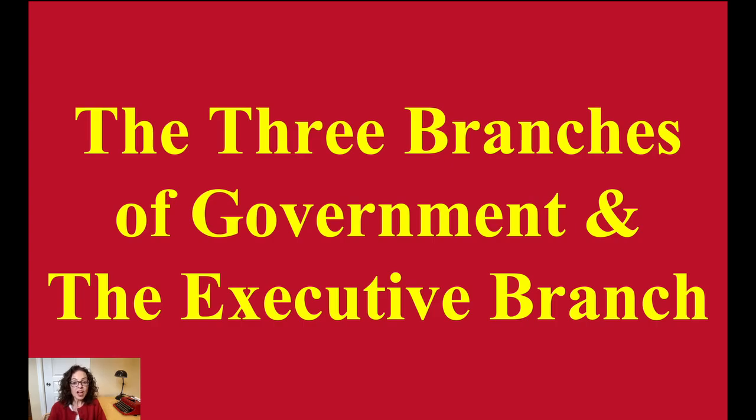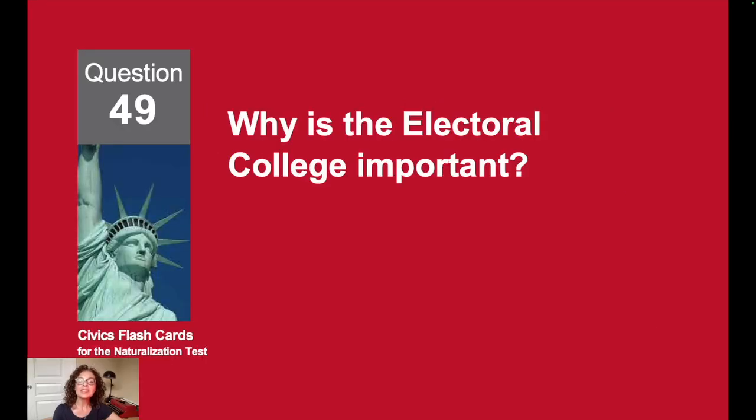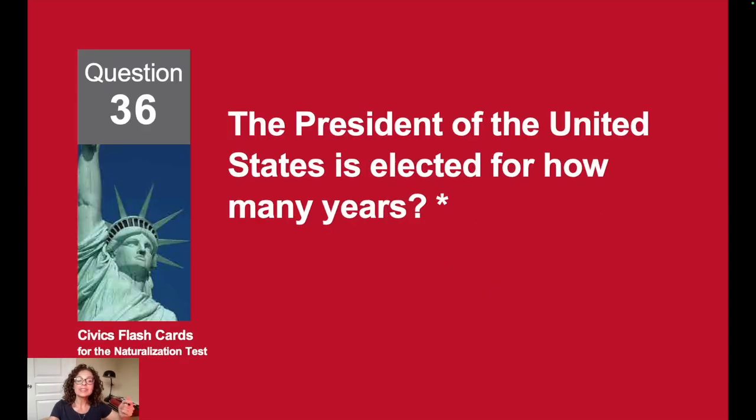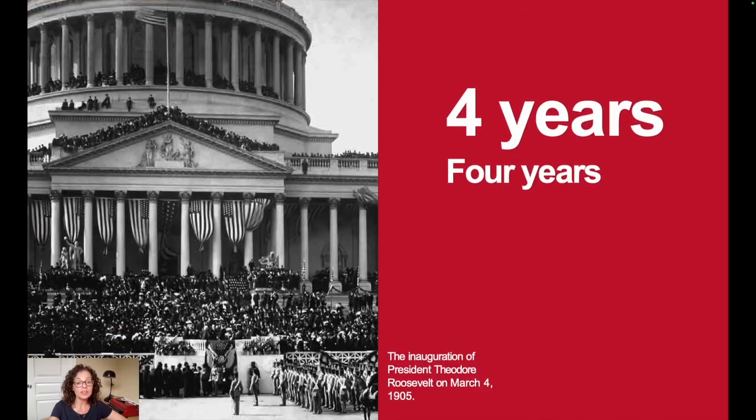The three branches of government and the executive branch. Why is the Electoral College important? It decides who is elected president. The President of the United States is elected for how many years? 4 years for president.